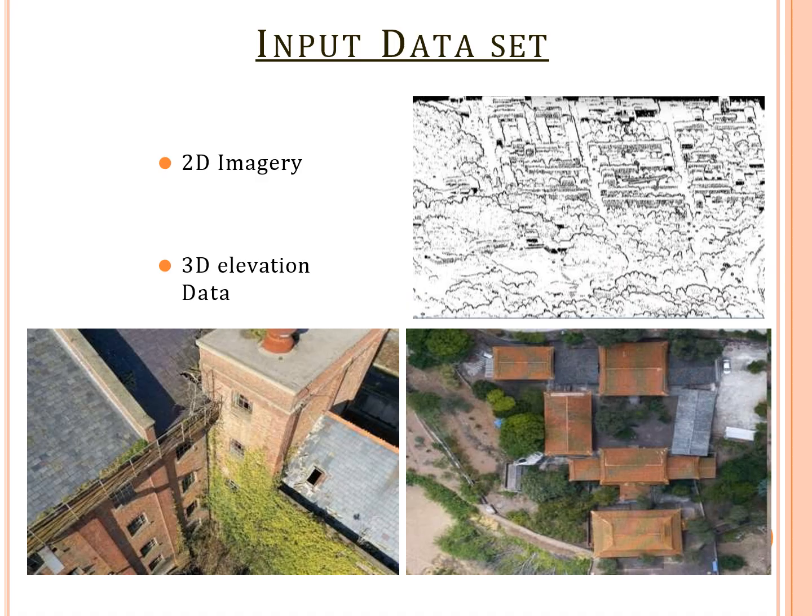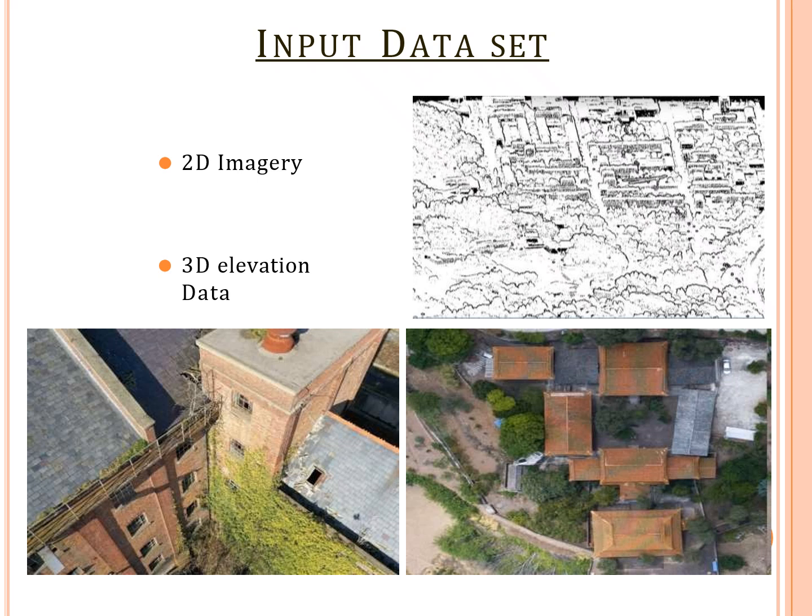Let's see what kind of data we use. To make these maps and models, we use two kinds of data: 2D imagery, like photos from cameras, and 3D elevation data, like measurements from LiDAR. Together, they create a complete picture of the land, how it looks, and how high it is. It's like combining a photo with a ruler to get the full story.